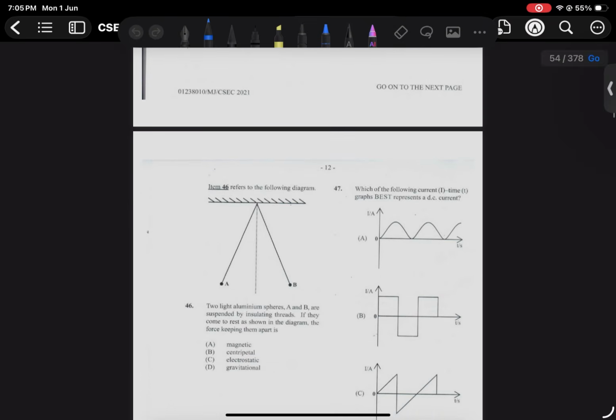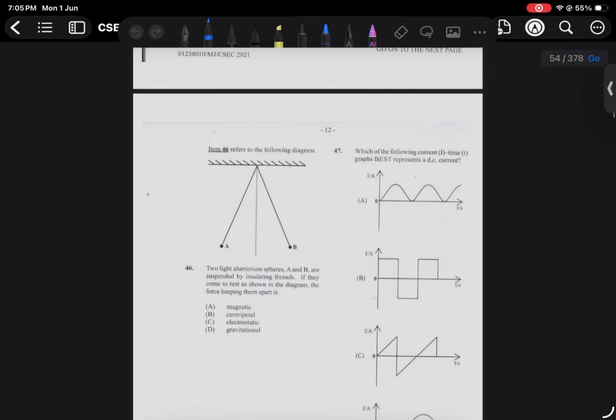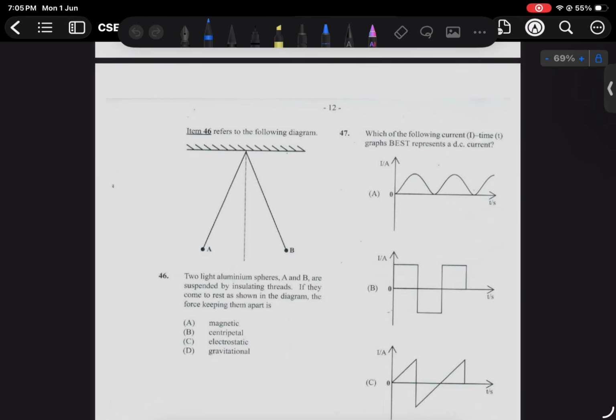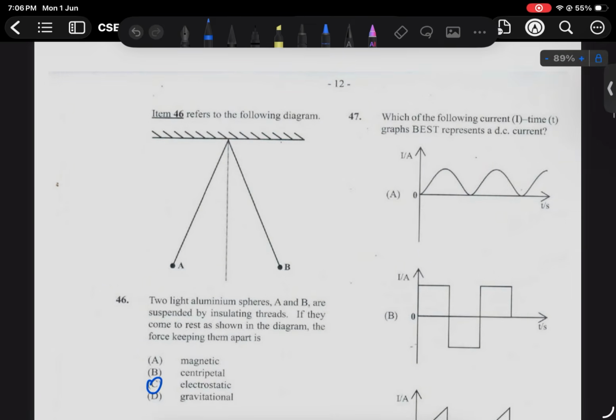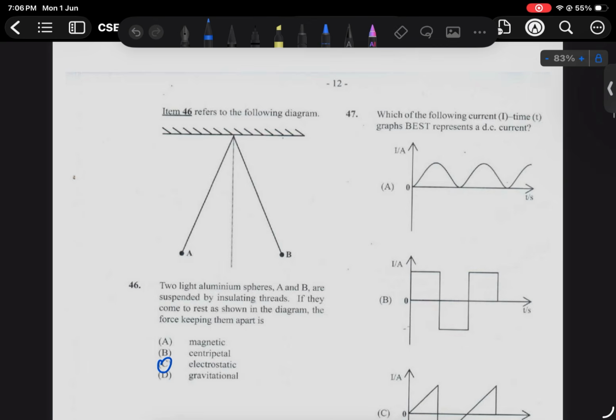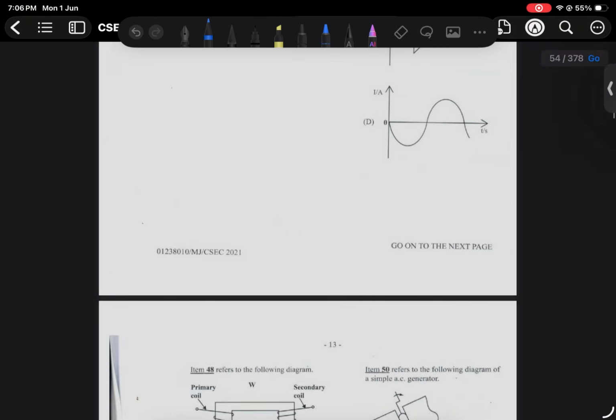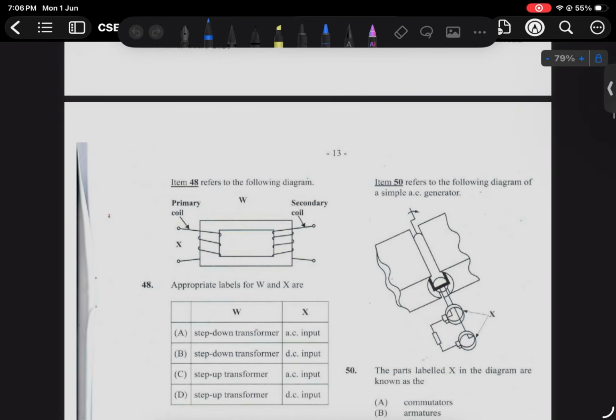Item 46 refers to the following diagram. This is also a repeat. Two light aluminum spheres. This is where they are at rest. It will be electrostatic. Which of the following current I, t graphs best represents DC current? Current flows in one direction at a time. So that's A.